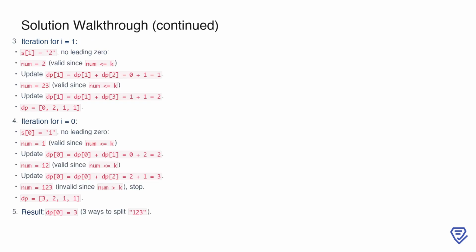For i equals 1, the character is 2. We first compute the number 2, which is valid, and add dp[2] to dp[1], updating dp[1] to 1. Extending to 23, we find it is also valid, so we add dp[3] to dp[1], updating dp[1] to 2.